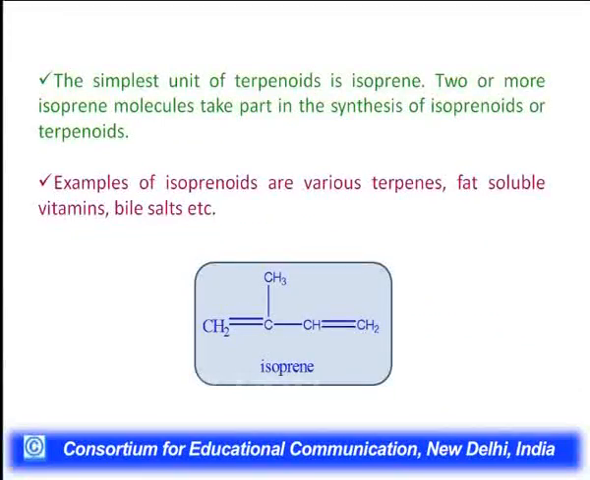diterpenes. The simplest unit of terpenoids is isoprene. Two or more isoprene molecules take part in the synthesis of isoprenoids or terpenoids. Examples of isoprenoids are various terpenes, some fat soluble vitamins, and the bile salts, etc. Here we have shown you the structure of its monomer. We can say that this isoprene is a monomer of this polymeric terpene or terpenoid moiety.